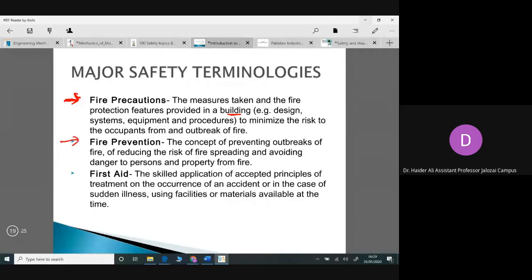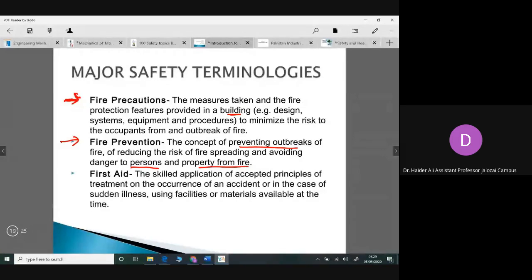Next, fire prevention. What do you mean by fire prevention? The concept of preventing outbreaks. So how do you make sure that the fire never breaks out? There is no fire at all. So you are reducing the risk of fire outbreak, reducing the risk of fire spreading, and avoiding any danger to people and property from fire.